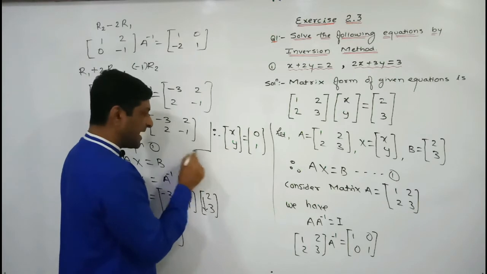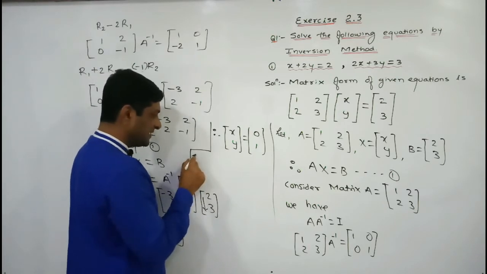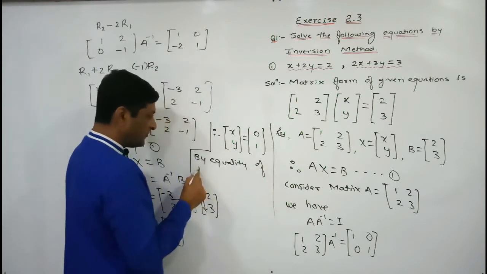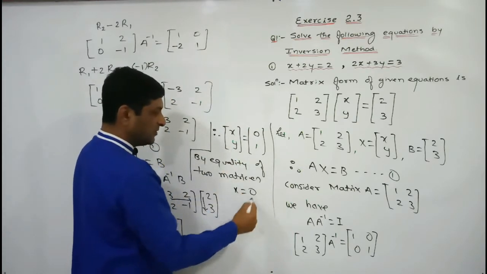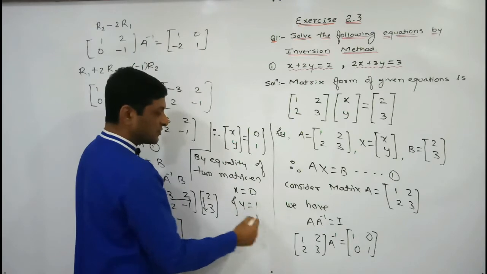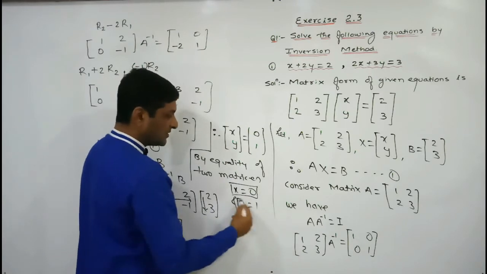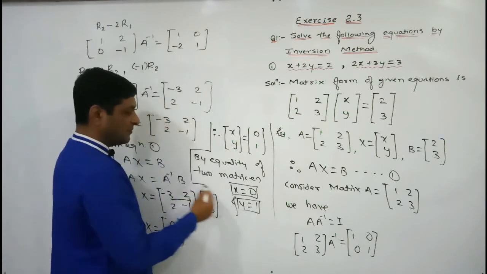So therefore, by equality of two matrices, what is our conclusion? X will be equal to 0 and Y is equal to 1. And in this way, we have got our required values x and what? Y.